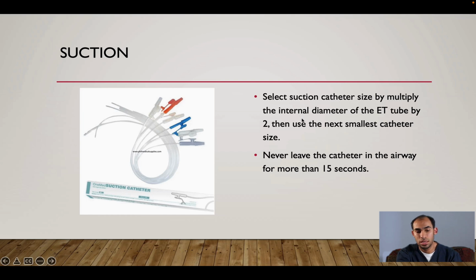To choose the size of the suction catheter, we take the size of the ET tube and multiply by 2, and we use the next smallest catheter. For example, if the tube is 7, we multiply by 2, which equals 14, so we will take the next smaller size, size 12. Never leave the catheter in the airway for more than 15 seconds.